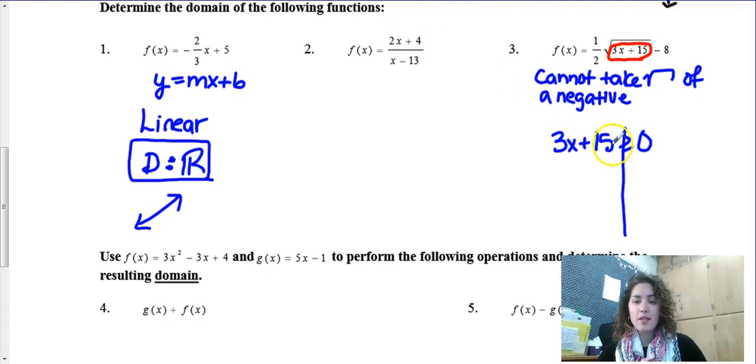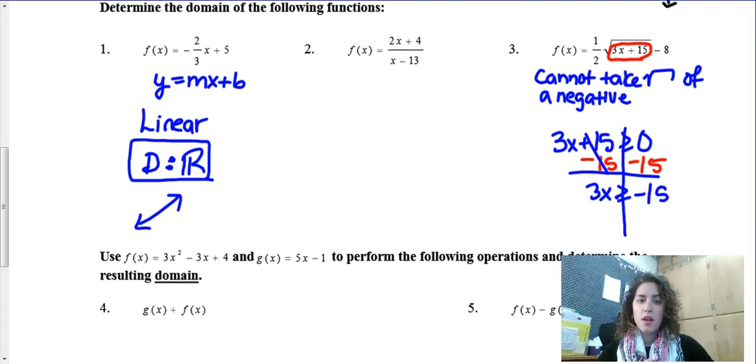To solve for x, we will subtract 15 from both sides. We get 3x is greater than or equal to negative 15. And then we will divide both sides by 3. And we get x is greater than or equal to negative 5. So for number 3, the domain is all real numbers x greater than or equal to negative 5.